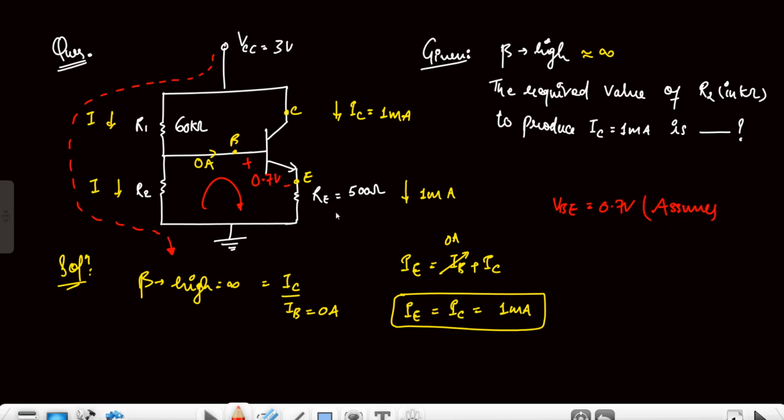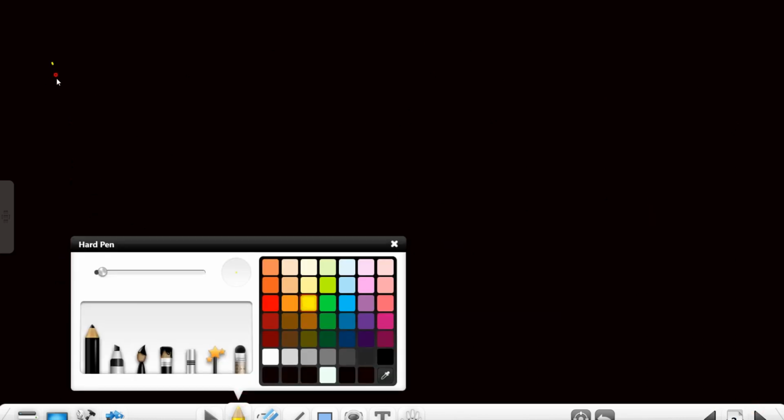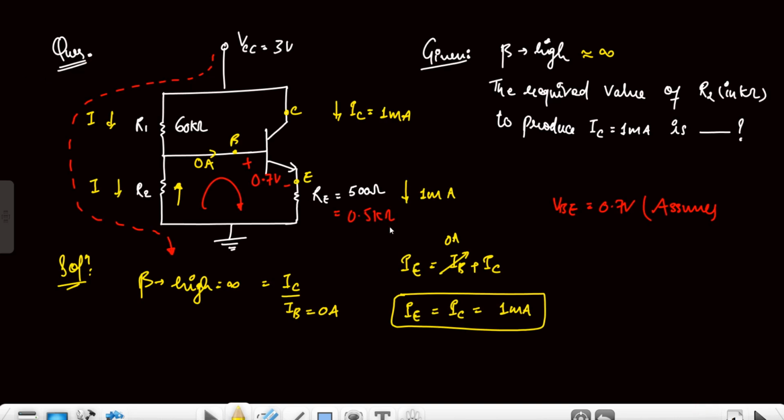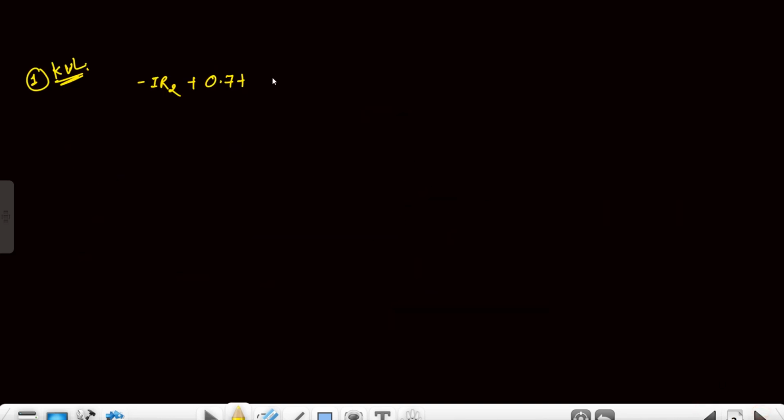So we assume VB to be 0.7 volt. And this resistor is given in ohm, so we simply convert it into kilo ohm, because all the resistors are in kilo ohm, and the value of R2 we have to find is also in kilo ohm. So the first KVL: now we are moving in this direction, but the current is coming in this direction, so we have to apply a negative sign here, minus I R2, plus 0.7, and plus 0.5 kilo into 1 milliampere, which will be 0.5 volts.